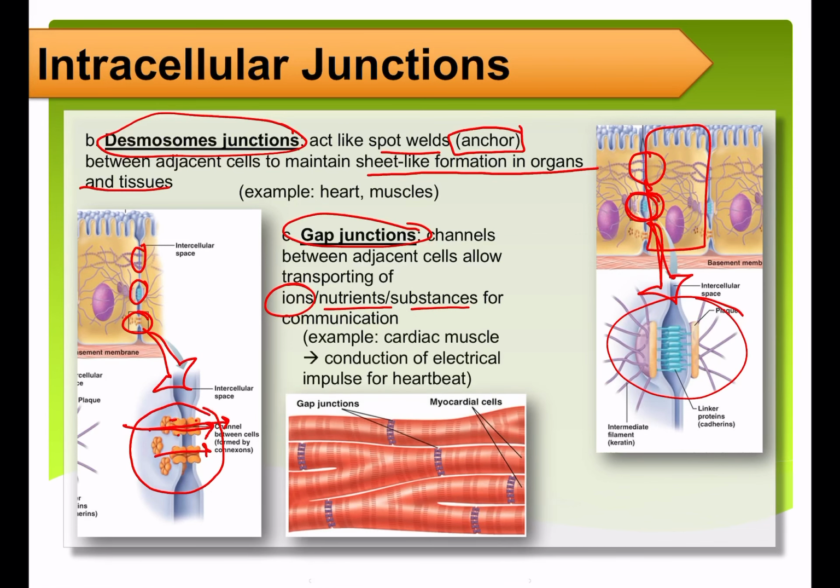For example, in the case of cardiac muscles, there needs to be a rhythmic wave conduction of electrical impulses for the heart to beat correctly. Those signals and ions are able to travel from one cell to the next very quickly through these channels within the gap junctions. So these represent the gap junctions between cardiac muscle cells that allow those signals to go across for the heart to pump and beat correctly.